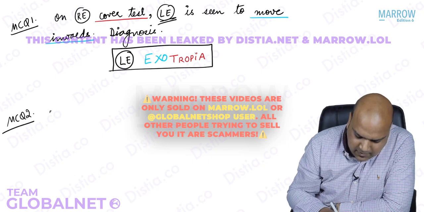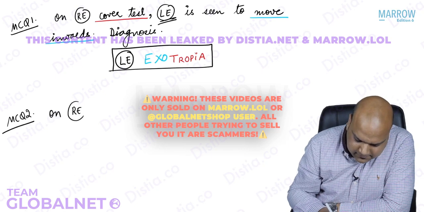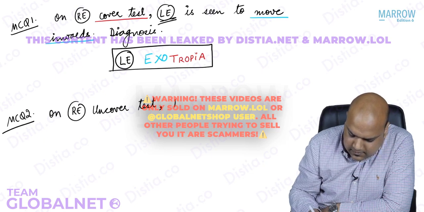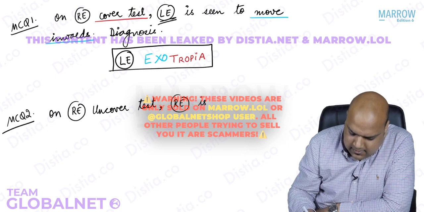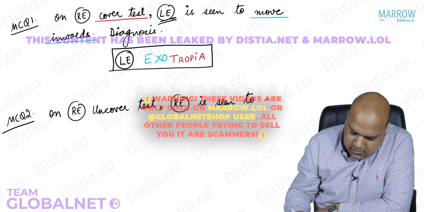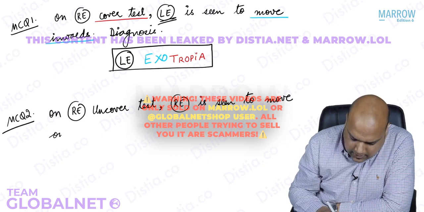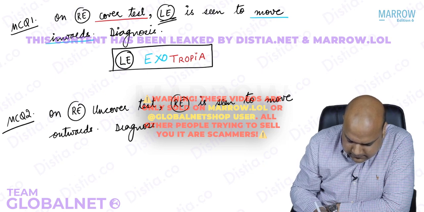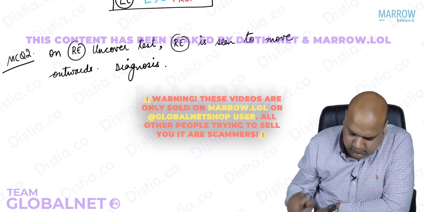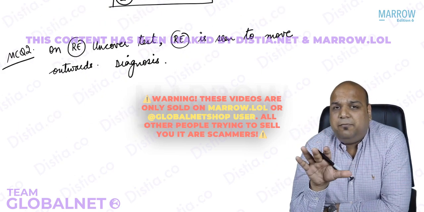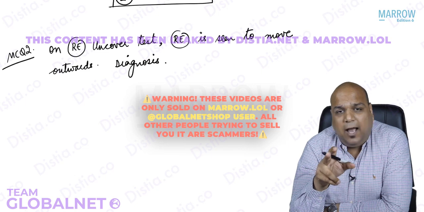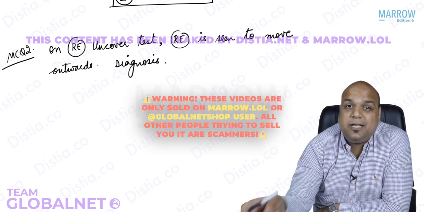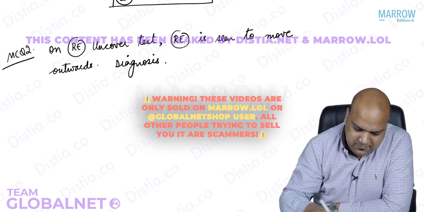MCQ number 2. On right eye uncover test, right eye is seen to move outwards. What is your diagnosis? Let's take 15 seconds. Let's try to answer this. I know the answer is very simple. I know all of you know the answers. Let's just try to calculate it. These are the kind of MCQs that will come, everybody. Let's try to answer this question.